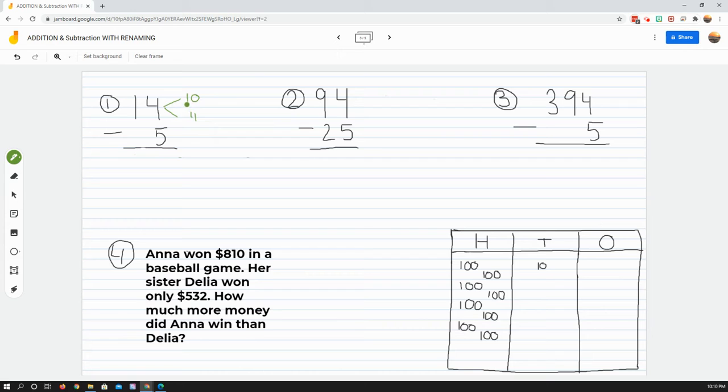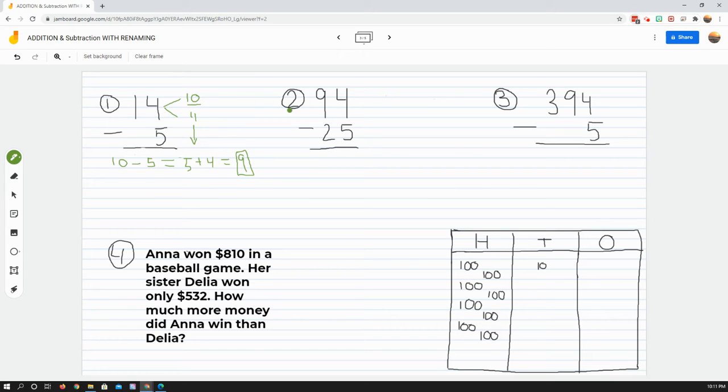Perfect. Now I'm going to take the 10, I'm going to write it down, 10, and I'm going to subtract 5. So 10 minus 5 is going to equal 5. So I have 10, I took away 5, it equals 5. And now I'm going to drop the 4. I'm going to add it to the 5. So 5 plus 4 is going to equal 9, and that's going to be my answer.